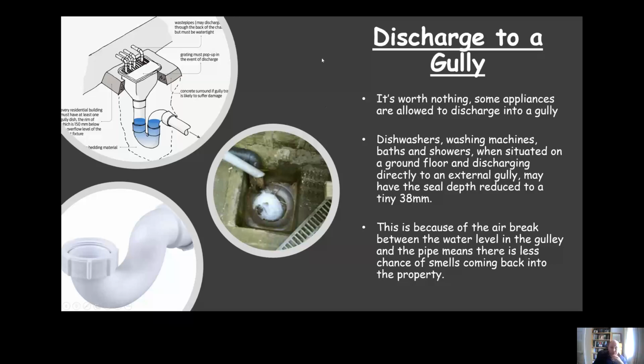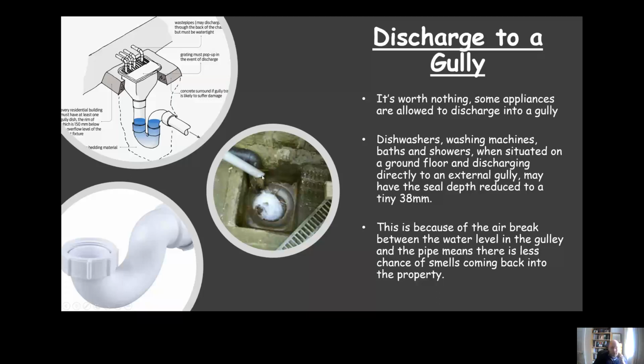So discharging to a gully, I think we mentioned this before actually. So some appliances are allowed to discharge to a gully. As we've said previously, they need to discharge below the gully grid but above the water seal. But if they do discharge to a gully, the depth of seal is allowed to be a bit different as well. That's because the gully is essentially going to be trapped itself.